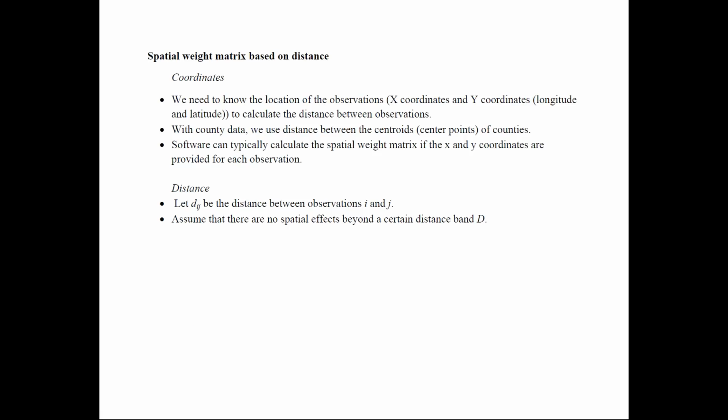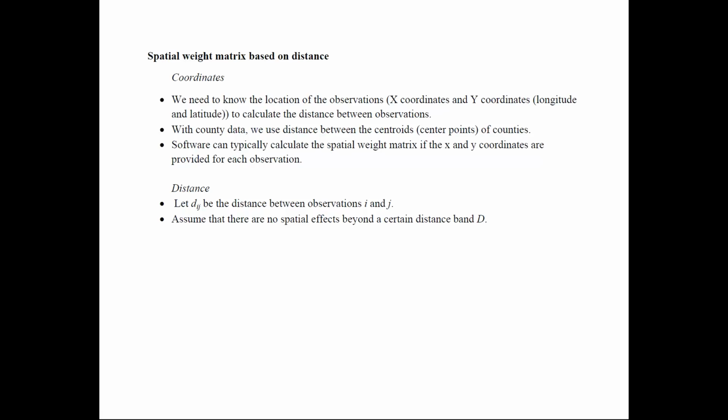Okay, so we talked about the spatial weight matrix based on contiguity or proximity of each other. Now we will talk about the same spatial weight matrix if it's based on distance between the observations. The first thing to talk about is coordinates. We need to know the coordinates or the locations of these observations, typically the x-coordinate and the y-coordinate, or the longitude and the latitude for each of these observations, in order to calculate the distance between the observations.